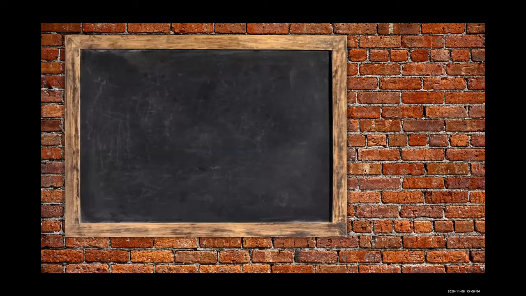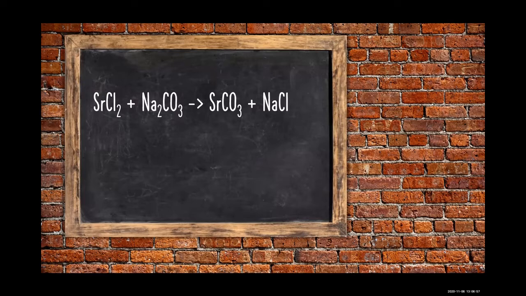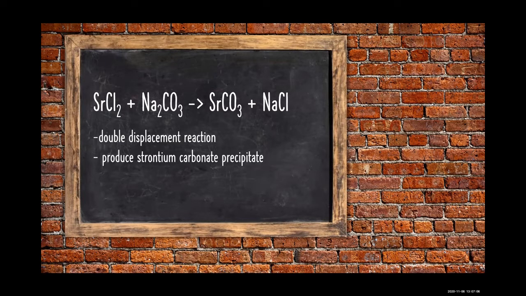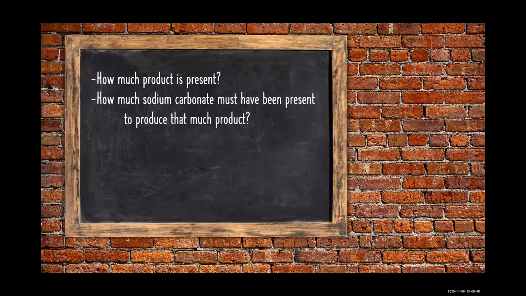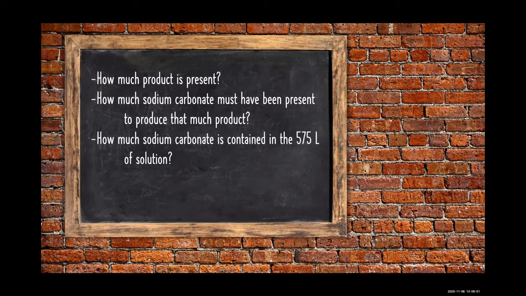This procedure involves a double displacement reaction between strontium chloride and sodium carbonate. In general, this reaction can be used to determine the amount of any carbonate compound in a solution. You will react an unknown amount of sodium carbonate with an excess of strontium chloride. After purifying the product, you will determine the following. How much product is present? How much sodium carbonate must have been present to produce that much product? How much sodium carbonate is contained in the 575 liters of solution?